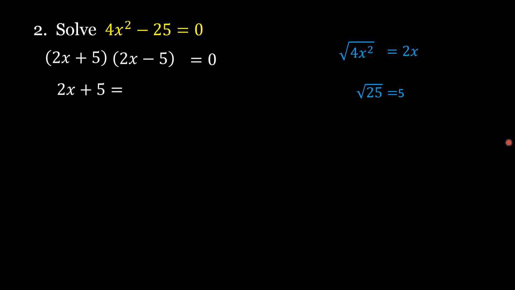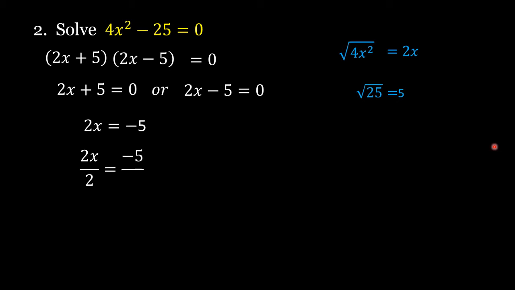So 2x plus 5 is 0 or 2x minus 5 is 0. Transpose positive 5 to the other side and change the sign from positive to negative. Divide both sides by the coefficient of x. So divide by 2, divide by 2. So x is equal to negative 5 over 2.